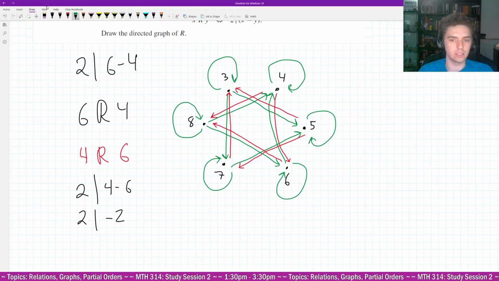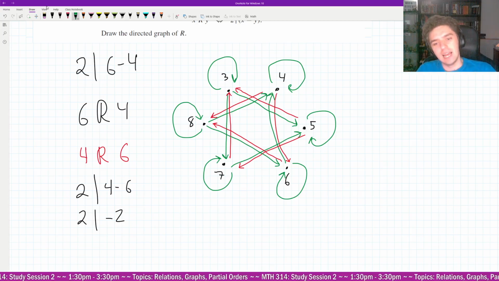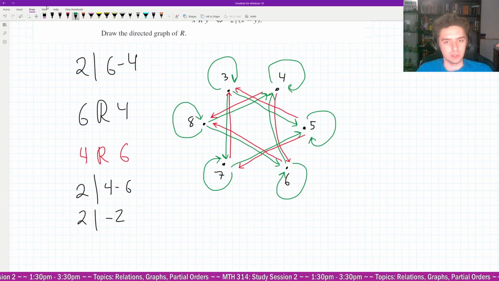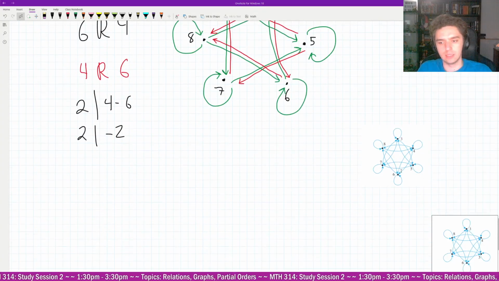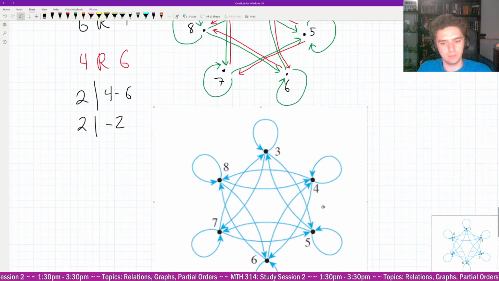It's definitely reflexive, because the difference of the same number is 0, since it is not different, and 2 divides 0 is true. So there we go, that should be it. Looks right to me. This is the cleaner one from the textbook as the answer, but same thing.